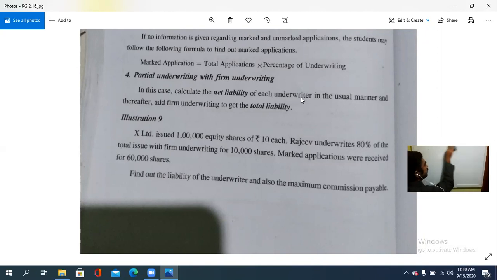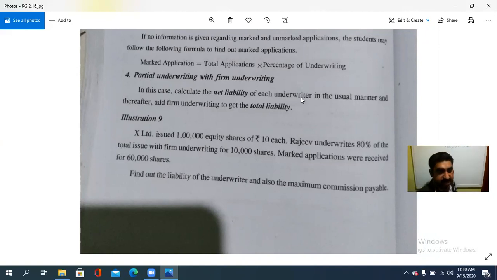So this is the format for calculation. Firstly, from the gross liability we deduct the marked application, and along with that, we add the firm underwriting, and that is the total liability. So we will do one problem. X Limited issued 1 lakh equity shares of ₹10 each, so 1 lakh shares at the rate of ₹10.